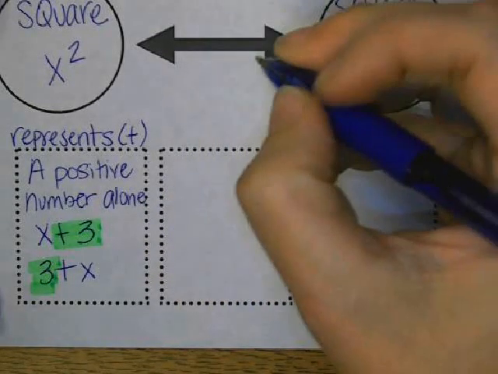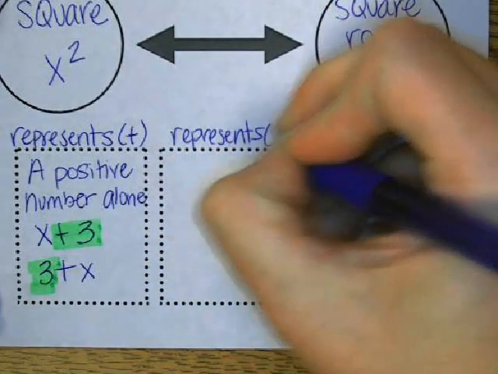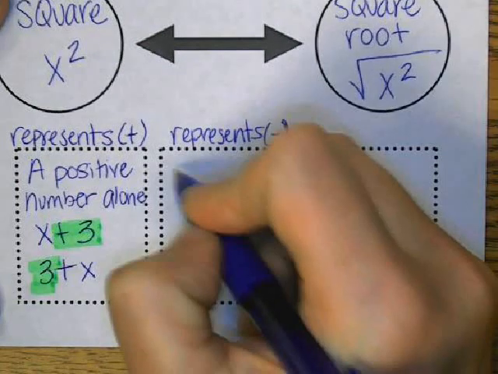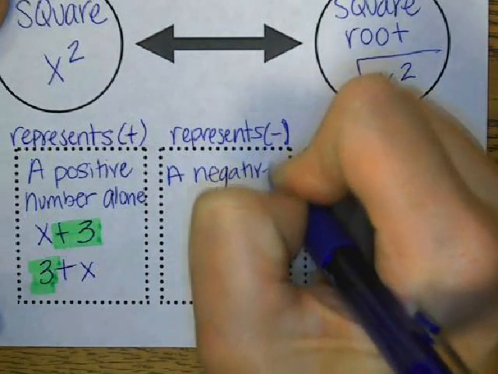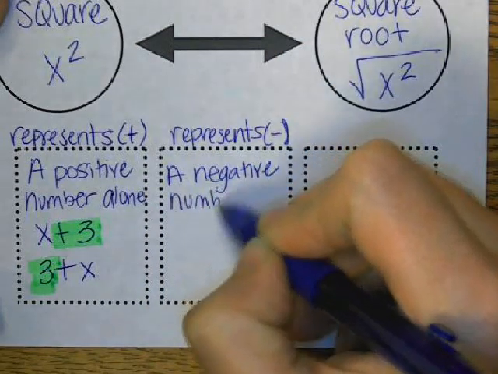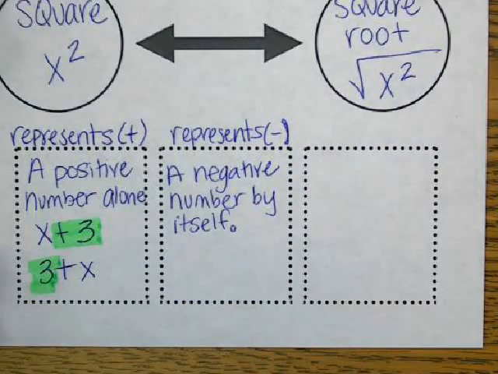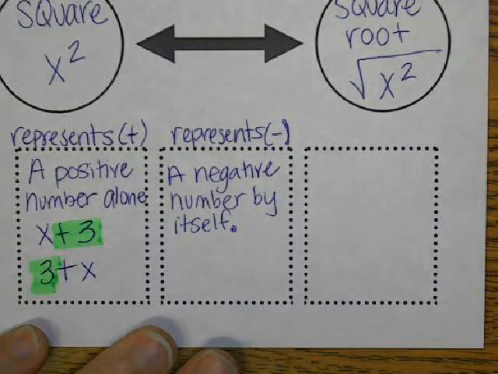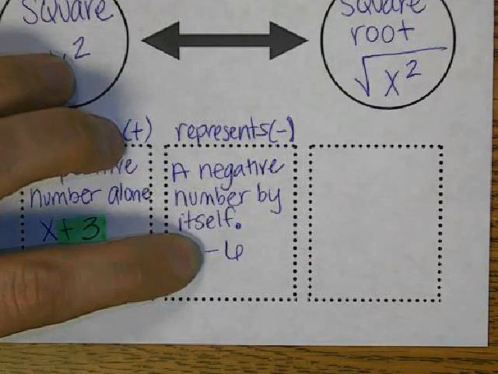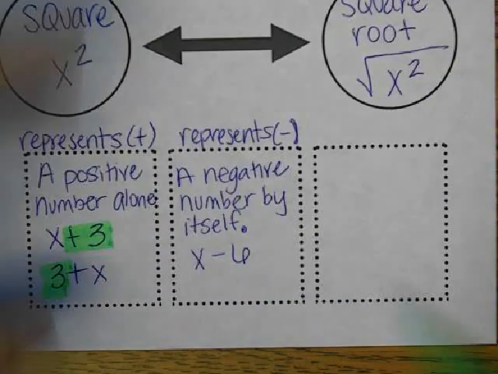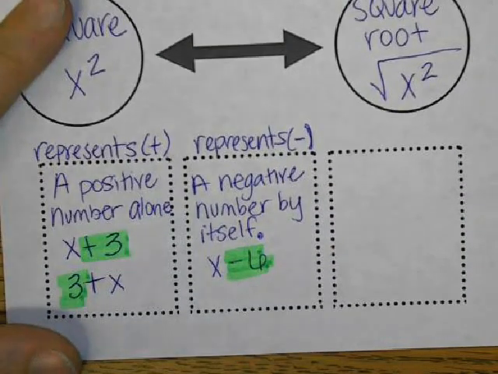To represent subtraction, that's going to be a negative number by itself. So if I cover up x and see a negative number all alone, then that means subtraction. So to undo it, I would do addition. So if I had x minus 6, if I cover up the x, do you see how that's a negative number all by itself? So that means this is representing subtraction right here. And to undo that, I would do addition.